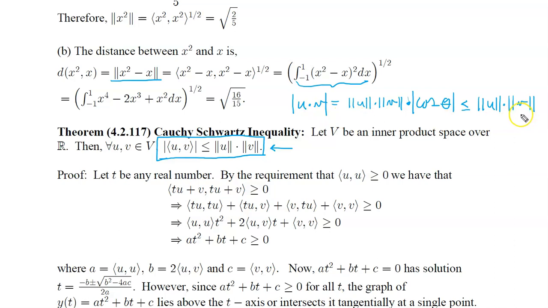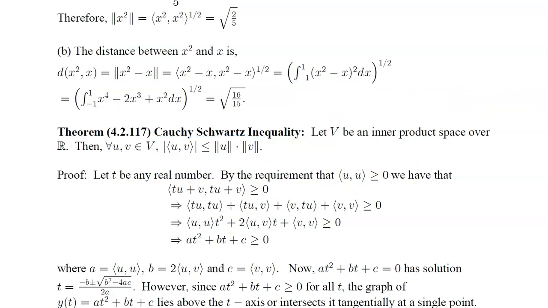Now that's not a proof, of course, because we only verified this result for the dot product. We didn't do it for any general inner product. That's why we have to go through this proof right here. All right, so let's take a look at this proof. This is one of the more elegant proofs in mathematics that you'll see. It's sort of a little bit tricky, but it's very elegant.